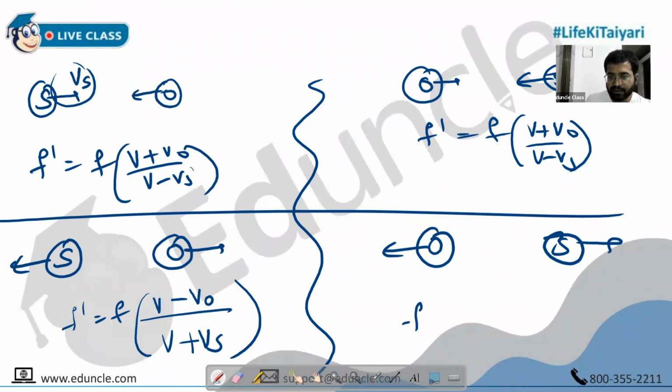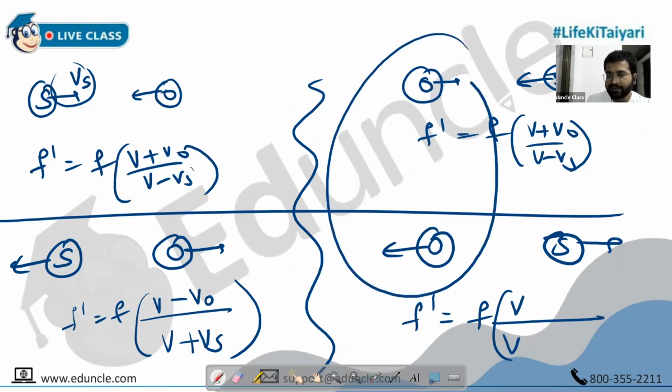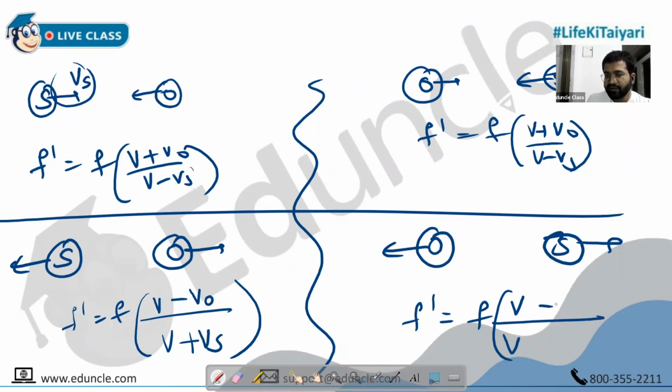So here also, you could have used f dash is f into v and v. Again, the observer's direction is reversed, and the source's direction is reversed. So plus VO will become minus VO. Source's direction is reversed, so minus Vs will become plus Vs.